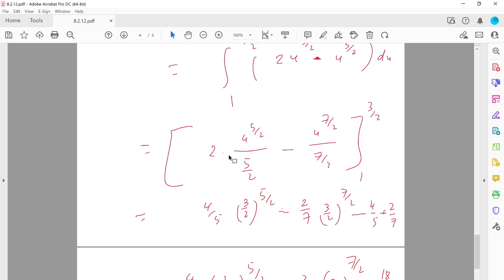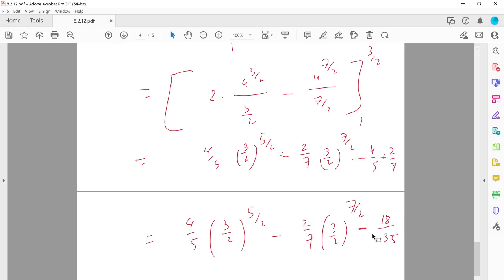This 5 over 2 you can flip, and it becomes 2 over 5, because 2 is already there, so 2 times 2 is 4 over 5, times 3 over 2 to the exponent 5 over 2, minus this 7 over 2, which is 2 over 7 after flipping, and if you replace u by 3 over 2, that would be 3 over 2 to the power 7 over 2. And now you have to plug u equals 1 into this expression, minus 4 over 5. This minus and minus from the formula becomes plus 2 over 7. If you simplify this, it will give you negative 18 over 35. So that's your final answer.